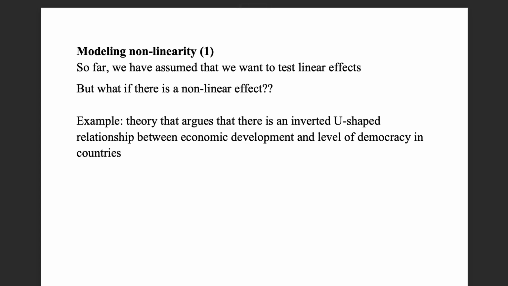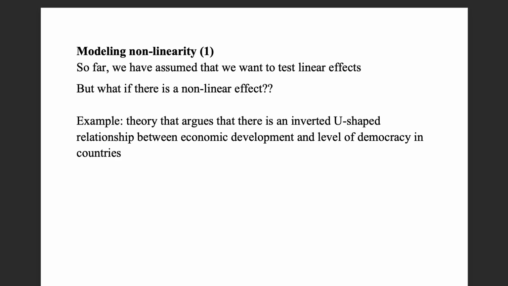So for instance, you might stumble upon some theory that you want to test, which argues that there is a so-called inverted U-shaped relationship between economic development and the level of democracy in countries. Inverted U-shape, literally meaning the shape of that relationship is the letter U upside down. So in other words, you're arguing that if economic development increases, then the level of democracy first increases, but somewhere there is a peak, and at some point, if the level of economic development even further increases, then the level of democracy decreases again.